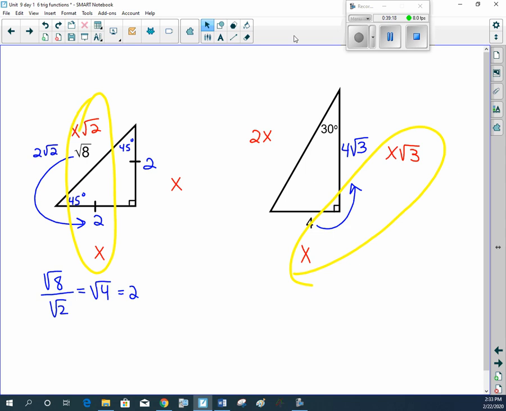Okay, then I'm going to look at the other two, and I'm going to do this side now. I'm going to go to the hypotenuse. So I'm going to go from 4 to the hypotenuse. Once again, I'm getting bigger. By how much? Well, the only difference is the 2. It's twice as big. So if this side is 4, that side is 8.